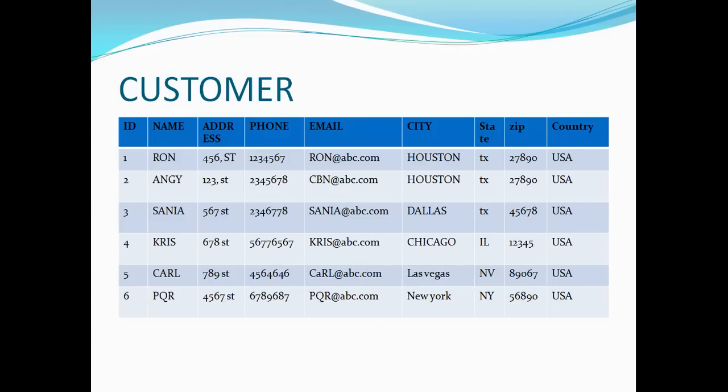Now consider my website is going very popular. My business is expanding. I have 2 million people who are buying products from Houston, 2 million people from Dallas. 2 million will be a little high. Maybe say 50,000 people from each of these cities are buying my product. So I'm repeating their details in my customer table.